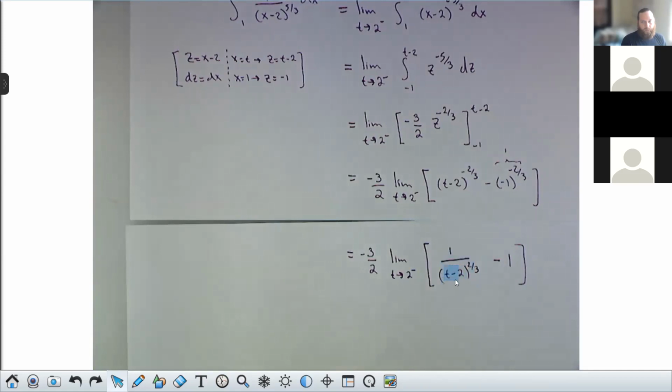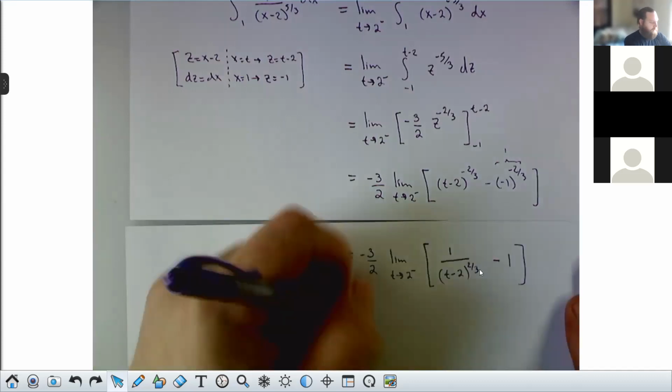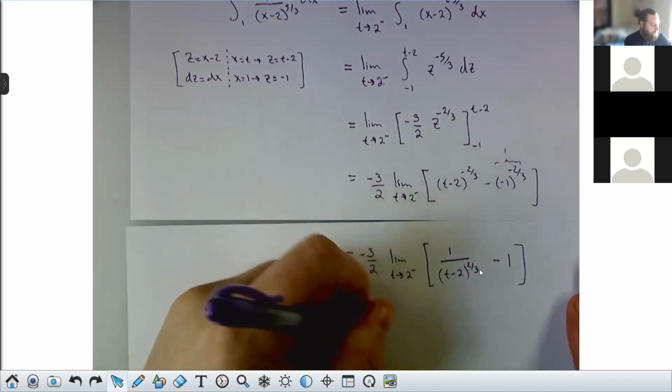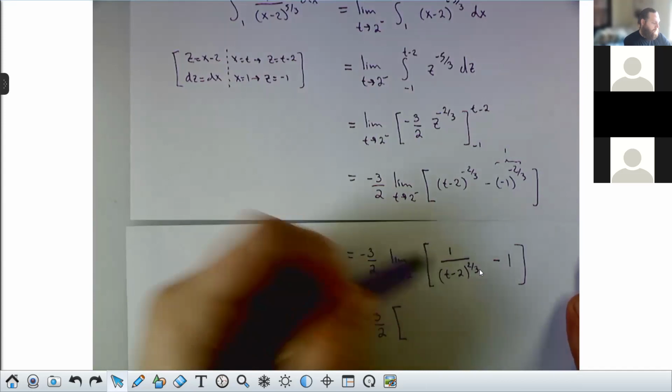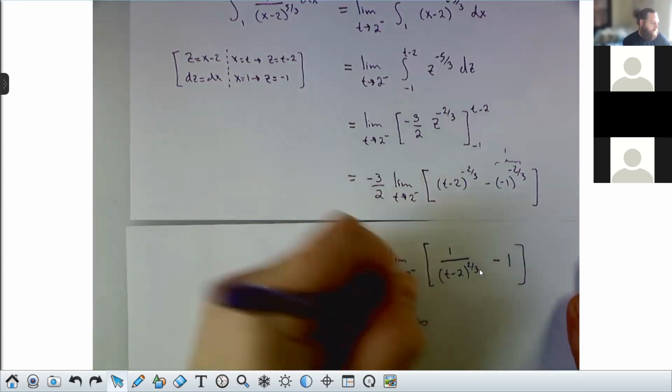So if t is very, very close to 2, but a little bit smaller than 2, then this is a very small negative number. It's like negative 0.001. When you take the cube root of that, it's going to stay close to 0 and negative. When you square that, it's going to become positive. So this is negative 3/2 times 1 over a very, very small positive number, positive infinity.